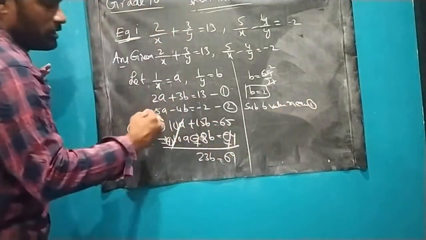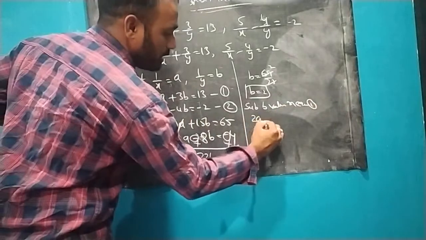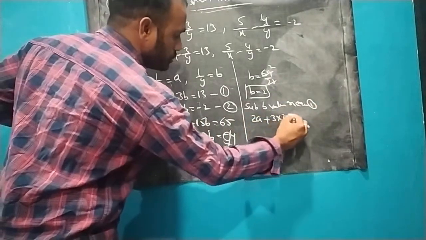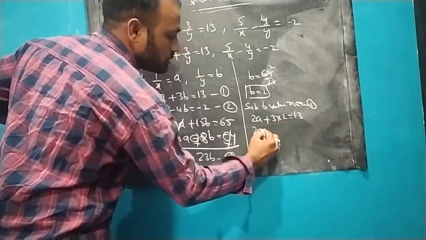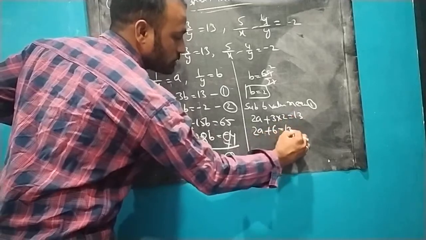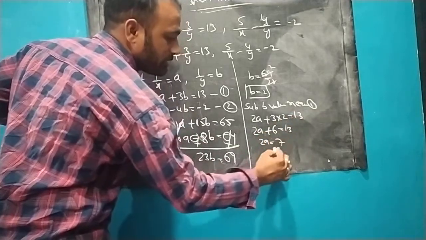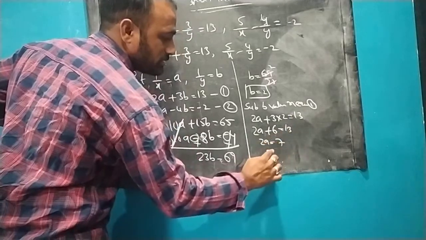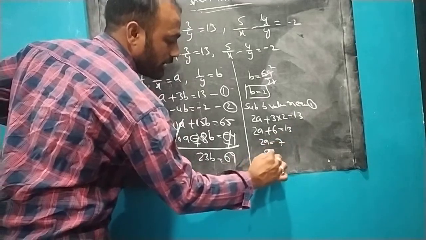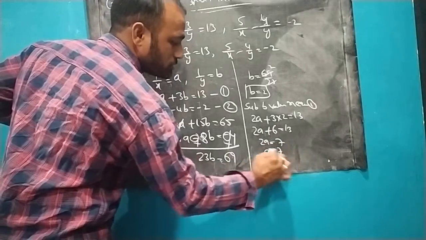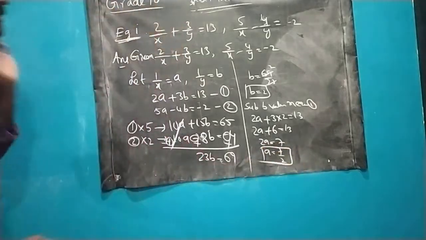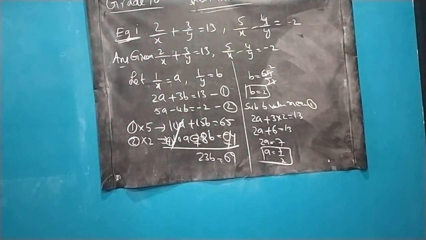If you substitute in equation 1, it will be 2a plus 3 into 2 is equal to 13. So 2a plus 6 is equal to 13. 2a is equal to 7. So a is equal to 7 by 2.